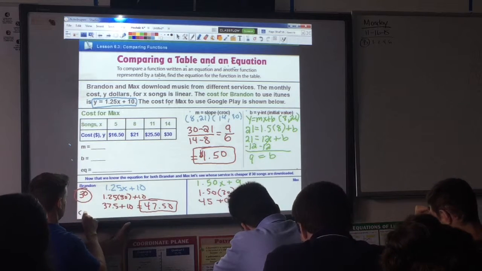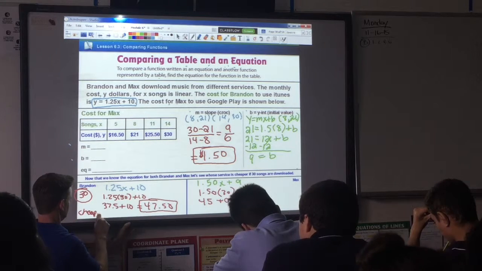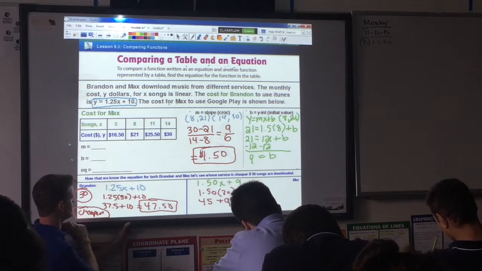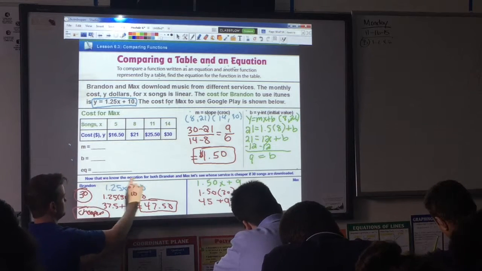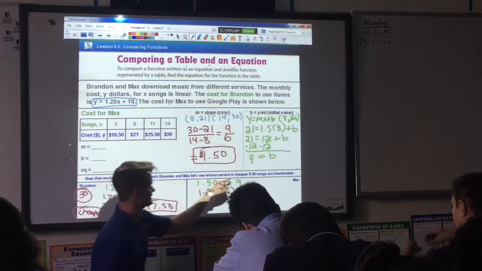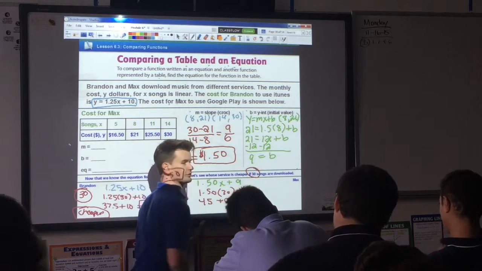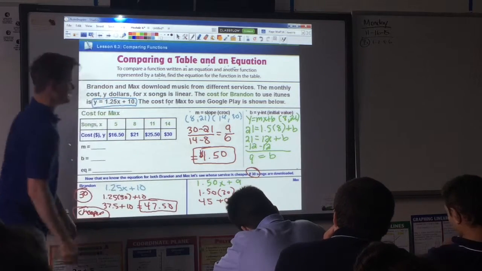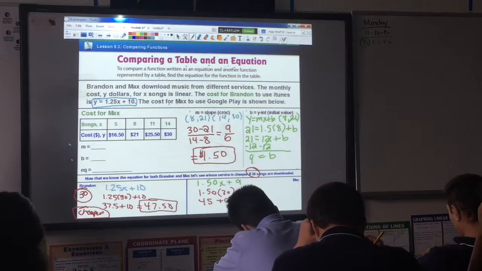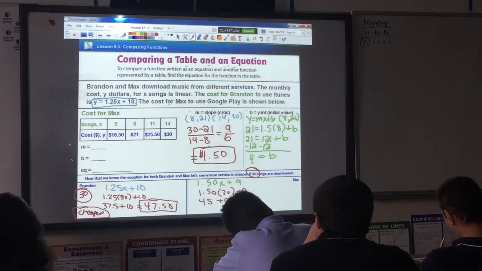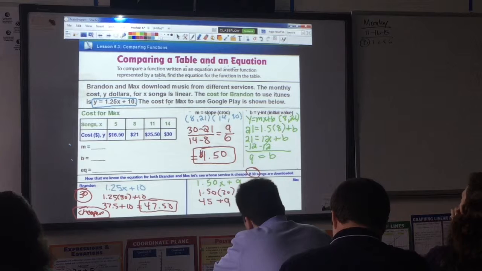Why did you say 30? If we look at the second problem here, it says now that we know the equation for both Brandon and Max, let's see whose service is cheaper if 30 songs are downloaded. Oh, I didn't even see that. It's a tiny little thing right down there, but it's $54.